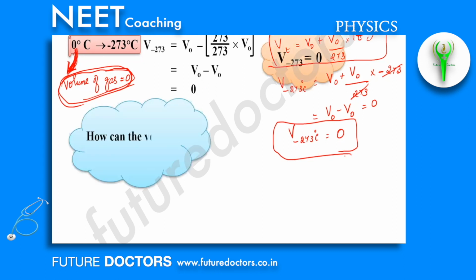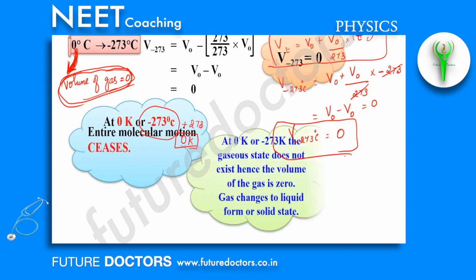How can the volume of a gas be 0? At 0 Kelvin, or minus 273 degrees, the molecular motion stops. So the gaseous state does not exist. Hence the volume of the gas is 0. The gas just changes to liquid form or solid state.